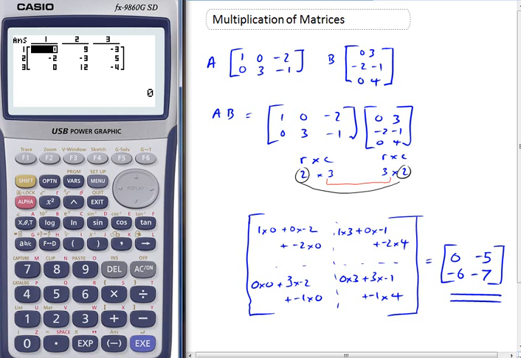Make sure you understand how to multiply matrices. Make sure you understand what's going on, whether it's on the calculator or manually. Understand it, practice it, be confident with both.